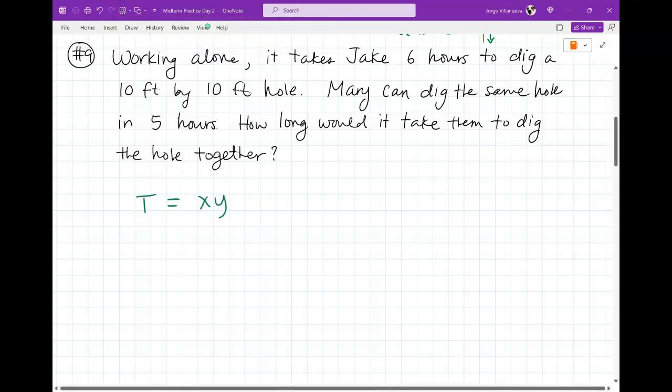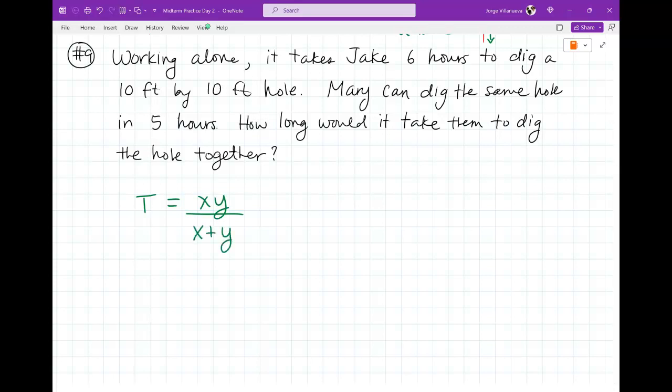t equals xy over x plus y. Okay, we need to figure out the value of t, but they gave us x and y, even though they didn't specifically say it. I'm going to say that Jake is the 6 hours and Mary is the 5 hours, so I'll call that x and y. So t is equal to 6 times 5 over 6 plus 5. So it's 30 divided by 11, which I think I'll leave like that, 30 over 11.